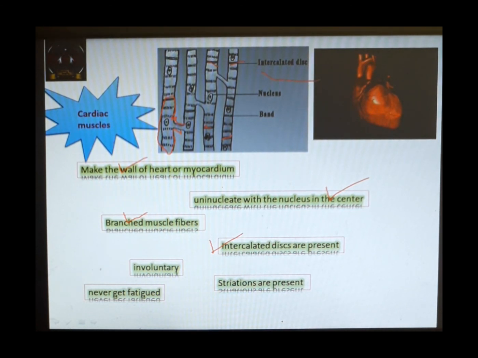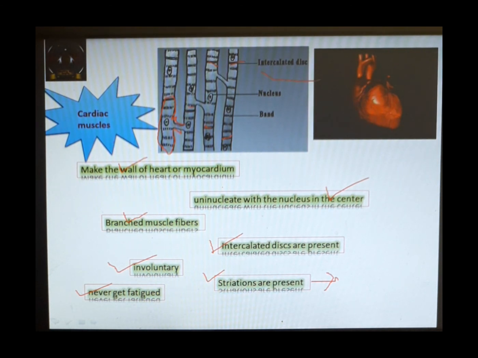Okay. Then of course these are involuntary in their function. Now this is something which is again similar with the smooth muscles. You can't control the movement of your heart. Okay. So that's why these muscles are involuntary in action. Okay. The striations are present. You can see alternate dark and light bands. So this property is similar with the skeletal muscles, isn't it? Yes. And they never get fatigued. Again a common feature with that of smooth muscles, isn't it?